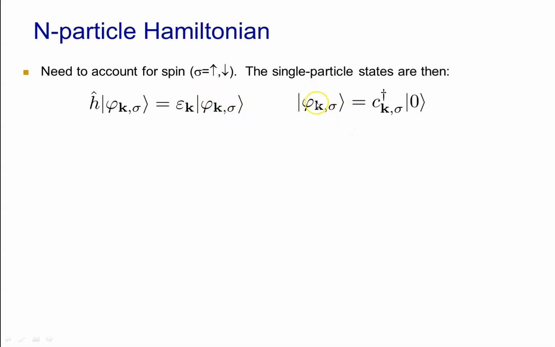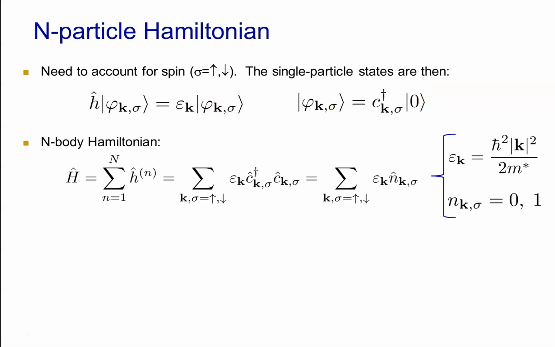And this single particle state is the result of acting with the creation operator with indices k, remember this is a vector, and sigma on the vacuum. So this is my single particle basis, so to speak. The n-body Hamiltonian is just going to be a sum of the single particle ones, and we learned in the last class how we write that in terms of these creation and destruction operators. This is just going to be a quadratic form, which is diagonal. So this is a diagonal Hamiltonian. These are the single particle energies. And this is the many-body Hamiltonian.